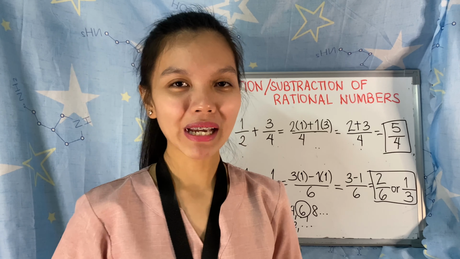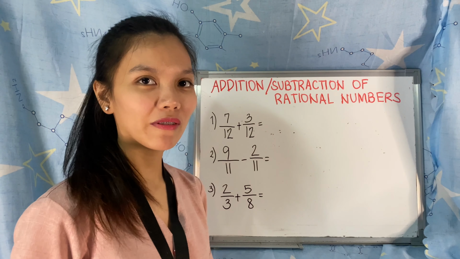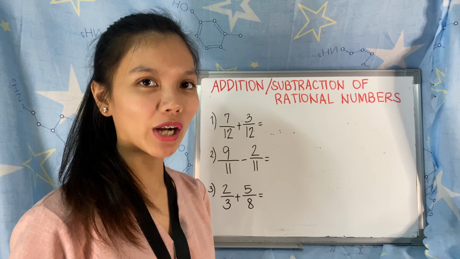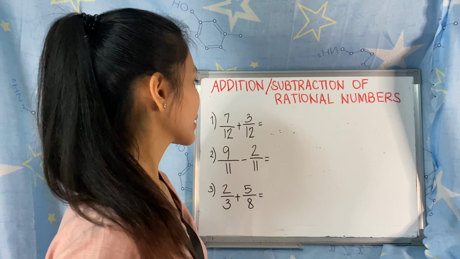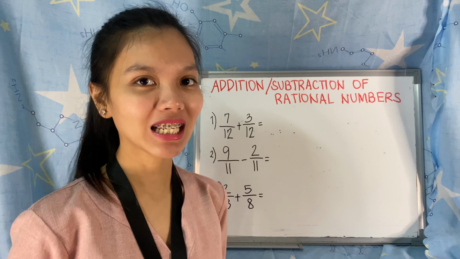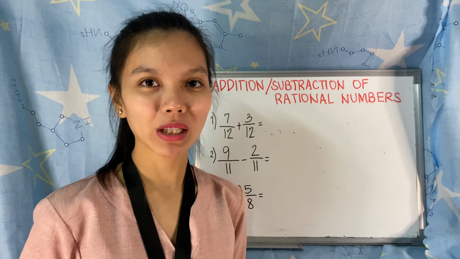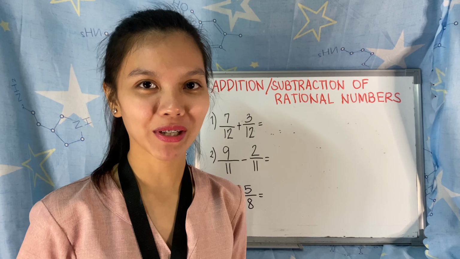Okay, so sabayan niyo ako mag-solve. Kumuha kayo ng papel at saka ng ballpen. Sabayan niyo ako mag-add at mag-subtract ng rational number. Okay, so grade 7, sabayan niyo ako mag-solve. For our number 1, we have 7/12 plus 3/12. So what will be the sum of our rational numbers?